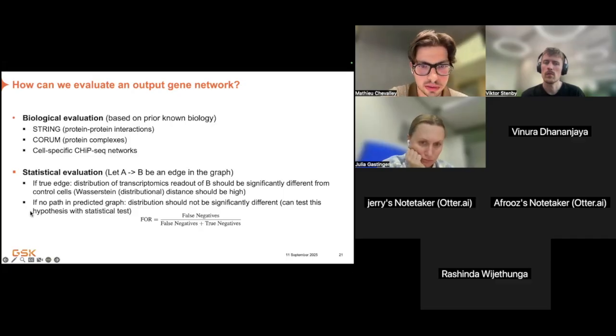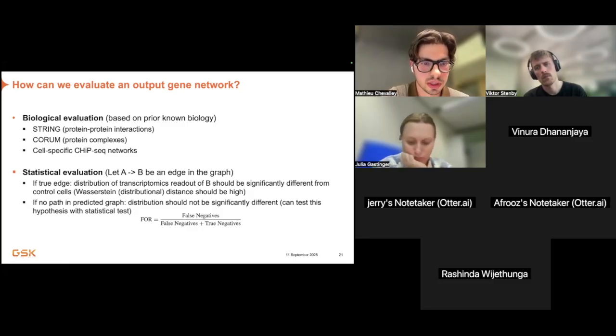So let's say there is a prediction of an edge between A and B. If it's actually a true edge in the graph, then we would expect that when we intervene on A, B should change in its distribution. And to measure that, we use a distributional distance, in this case the Wasserstein. A higher distance means that there's a stronger effect.